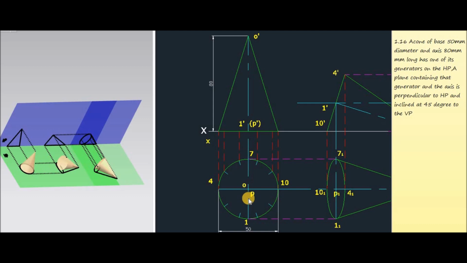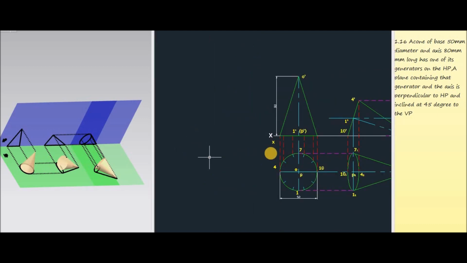Then for getting the front view corresponding to this one, we have to project all these points perpendicular to the XY line. We have to draw perpendicular lines, which can be represented by dotted lines. And in the question it is given that the height of the cone is 80 mm. Now we have to mark a point which is at a distance of 80 mm from the XY line, passing through the center, and that will be O dash. We can mark the point O dash, then mark all the base points here, then join the base points and the vertex. Now this triangle represents the front view corresponding to the initial stage.